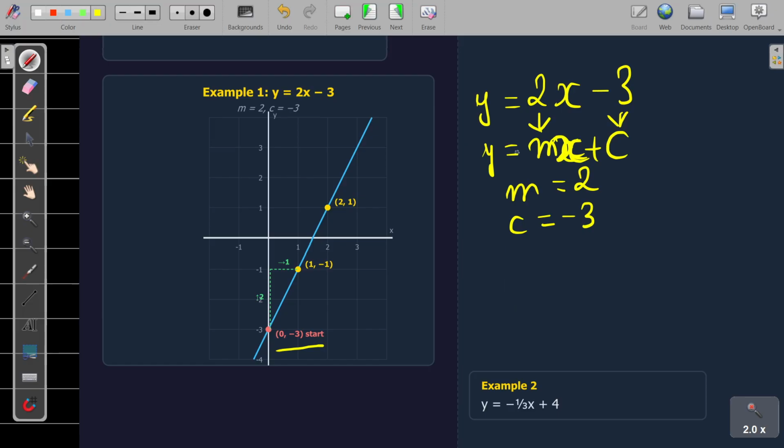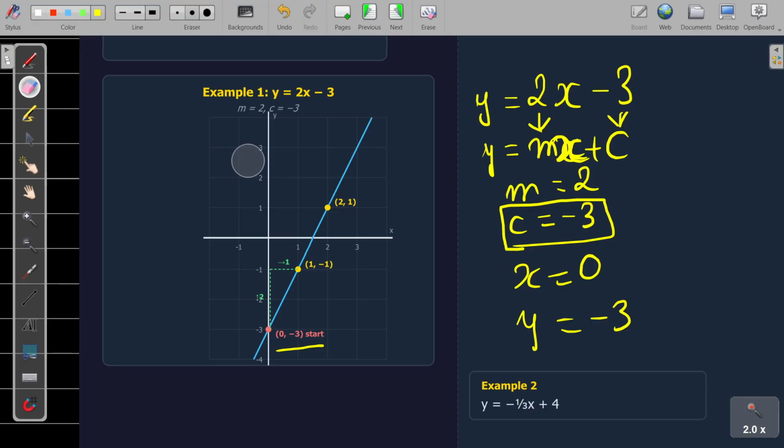Now, why do we do this? Because it's the same as mapping values. When x equals 0, then y is going to equal -3. That's the old way, but we're actually basing it all on c here, and we say, okay, where's c? C is -3. We go down here. What if c is 3? Then we go up here. Okay, so we found our first point. Let's go to the next point.